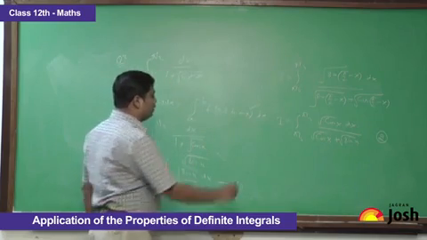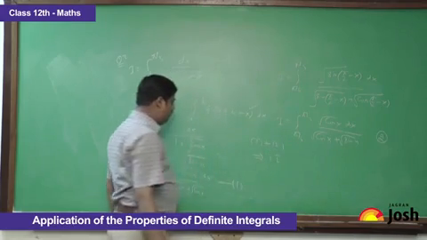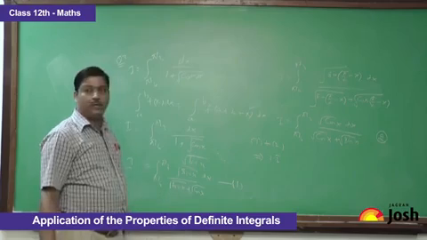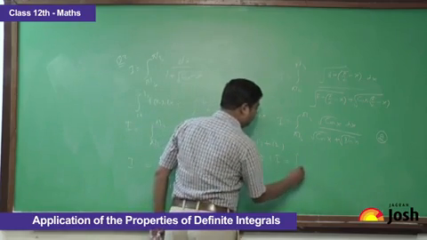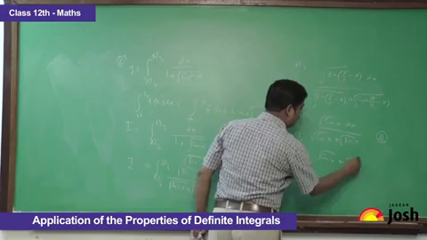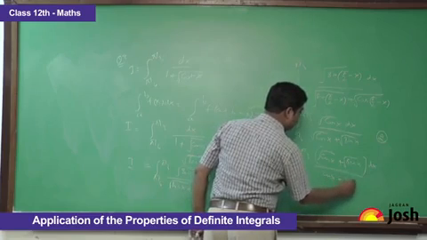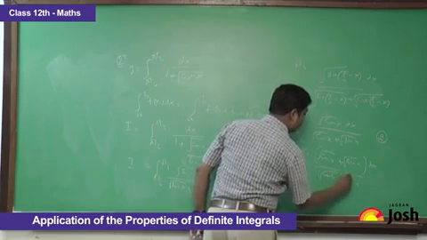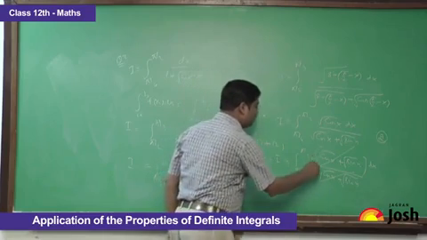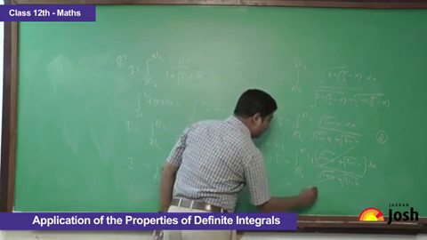If we add equation 1 and equation 2, we see that both the integrals are in the same limit pi by 6 to pi by 3 and they have the same denominator. So 2I becomes pi by 6 to pi by 3 root cos x plus root sin x dx upon root cos x plus root sin x. This entire thing cancels out. So this becomes simply the integral of 1 dx, which is x.